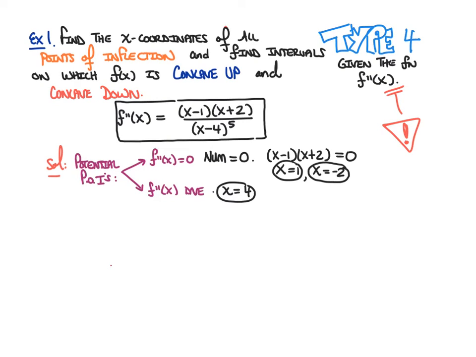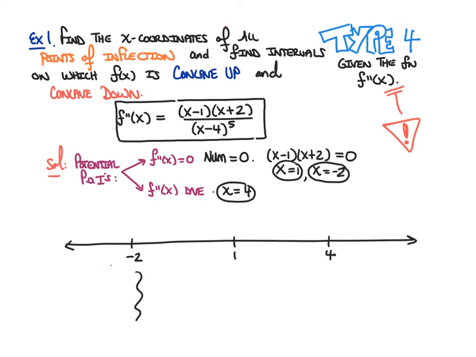Okay, now these points, 1 and -2, as well as 4, we're going to take these potential POIs and input them onto our number line. So we have -2, we have 1, and we have 4. That divides our number line into actually 4 regions. You choose a test point from each of these regions. Choose something nice from those intervals. So these are the ones I'm going to use, and then I'm going to input that into the second derivative.